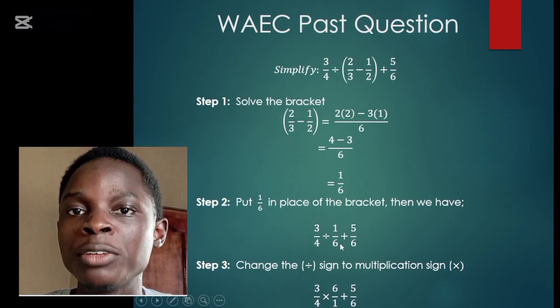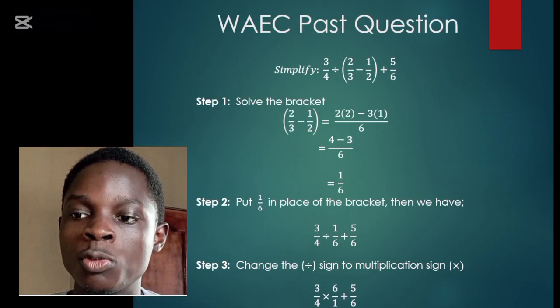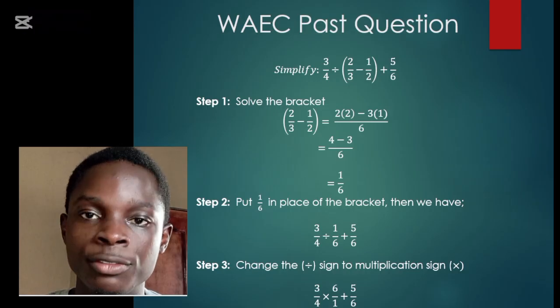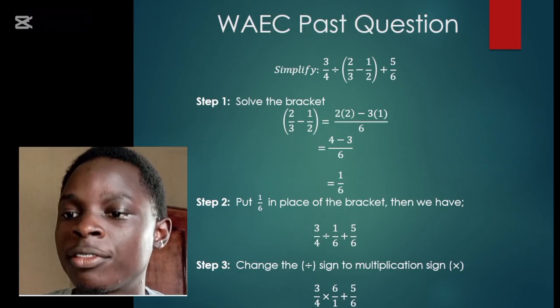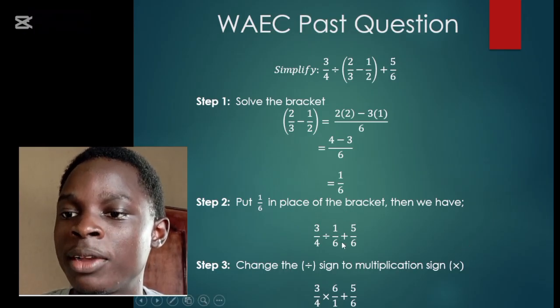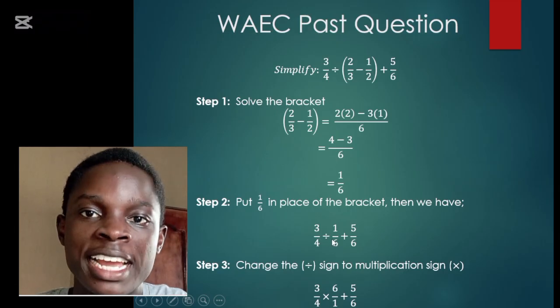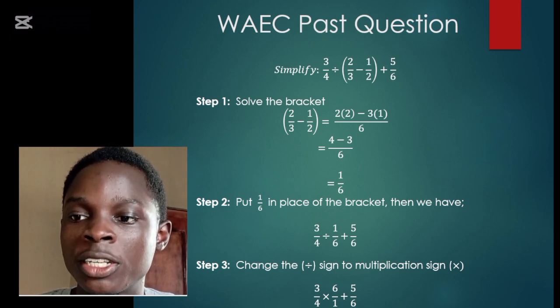Now from BODMAS, we know that the next thing in this question is what? Division. Because D comes before M, A and S. So the next thing here is division. Let us consider the division part of this question. We have 3 over 4 divided by 1 over 6 plus 5 over 6. Now in division, what we do is that we turn our division sign to multiplication.